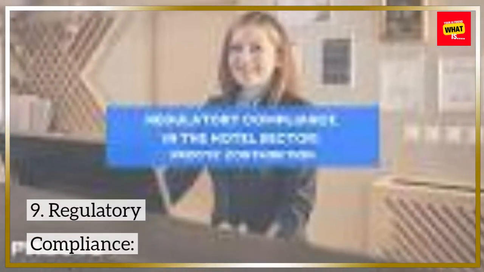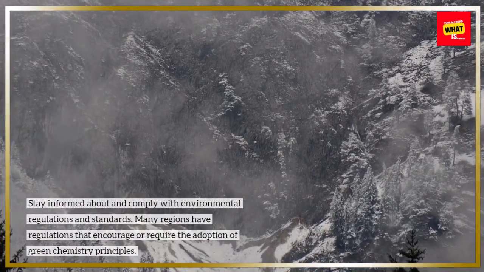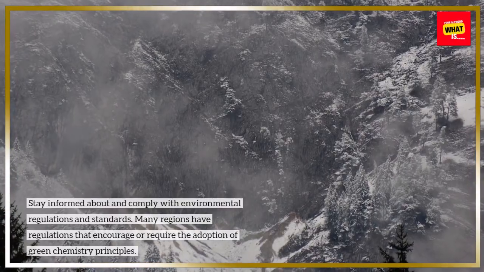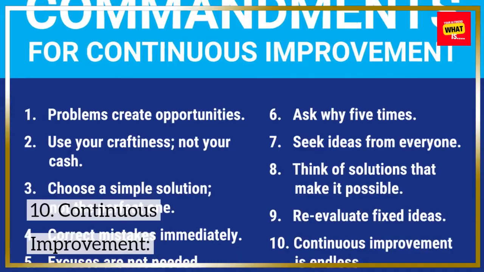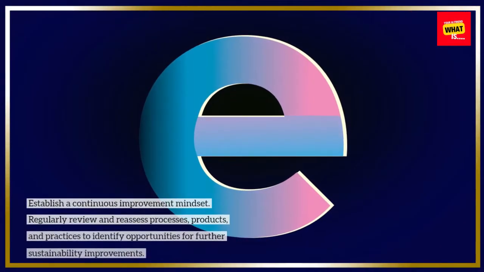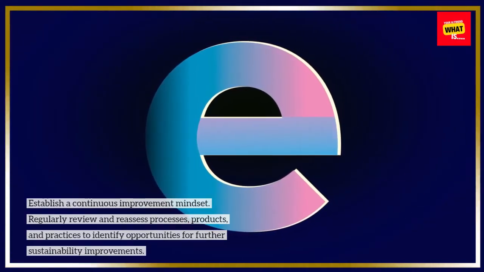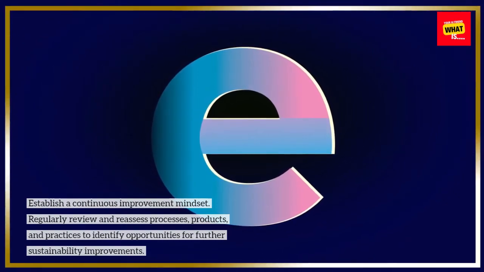9. Regulatory compliance. Stay informed about and comply with environmental regulations and standards. Many regions have regulations that encourage or require the adoption of green chemistry principles. 10. Continuous improvement. Establish a continuous improvement mindset. Regularly review and reassess processes, products, and practices to identify opportunities for further sustainability improvements.